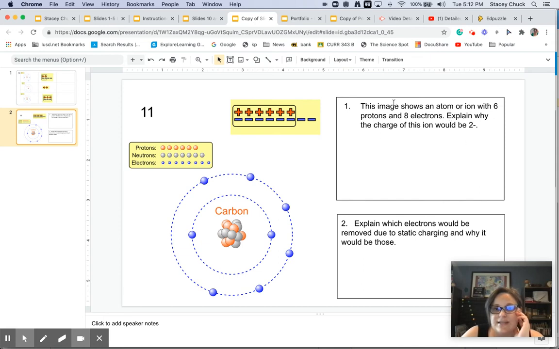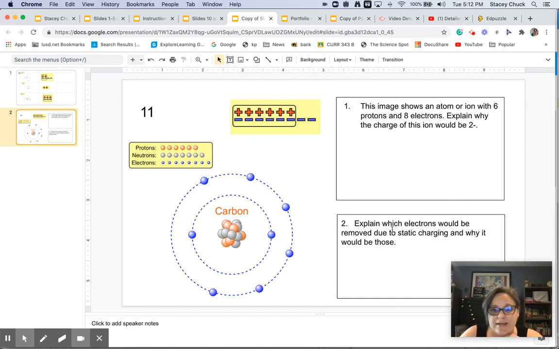Now, for number 1, it says this image shows an atom or ion with 6 protons and 8 electrons. Explain why the charge of this ion would be -2. So just go ahead and type your answer here. And if you rewind the video, I did just explain why it has 2 negative.